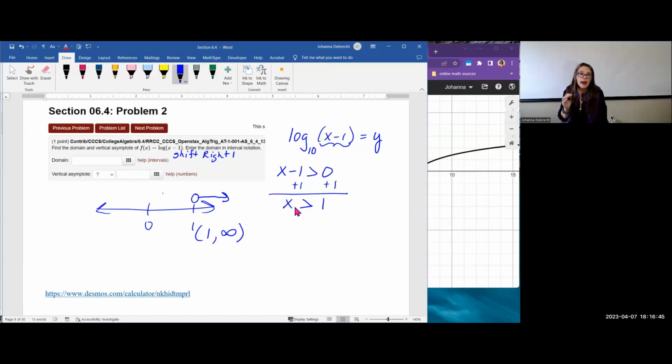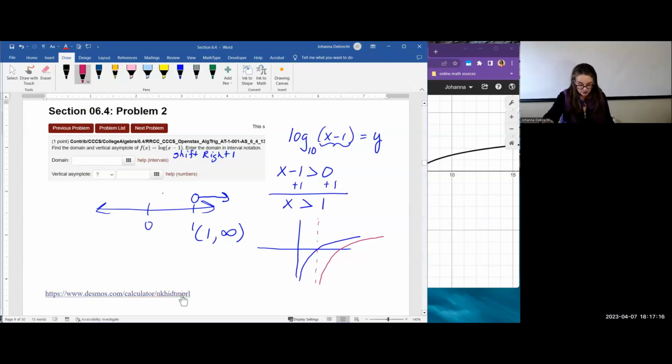Now, what happened then to the graph? The whole graph got shifted right 1. So in the old graph, what we were looking at was something that did this, and then the whole thing got shifted right 1. So everything got moved over like this. Everything, right? The whole thing got peeled off and set back down over 1. So let's take a look at what this one looks like in Desmos.